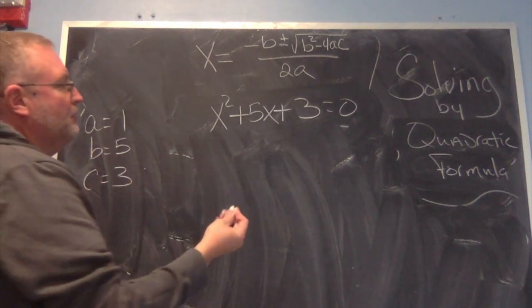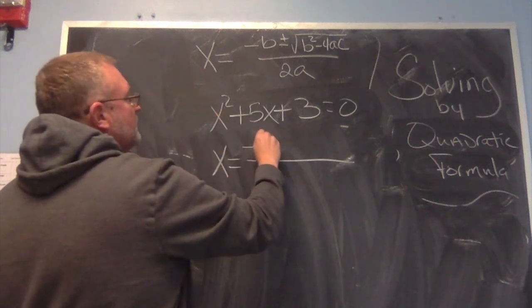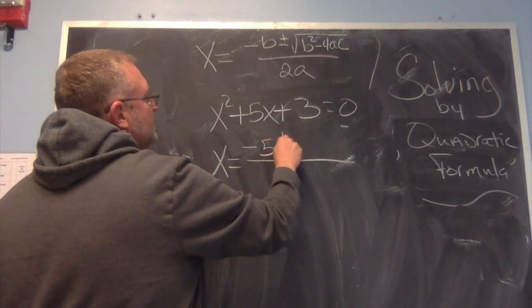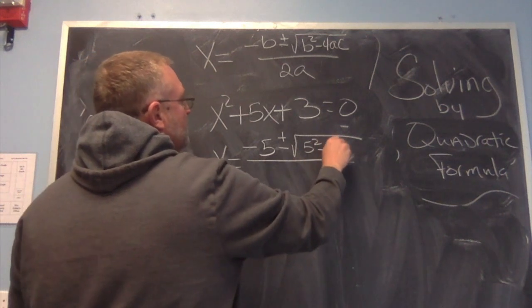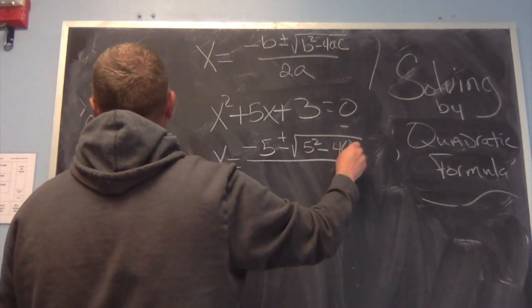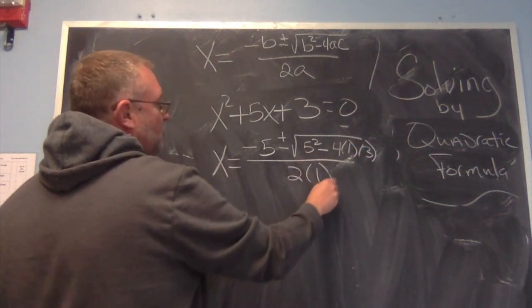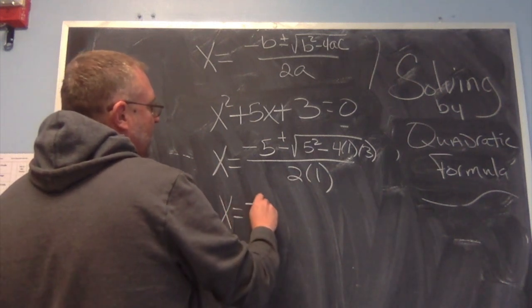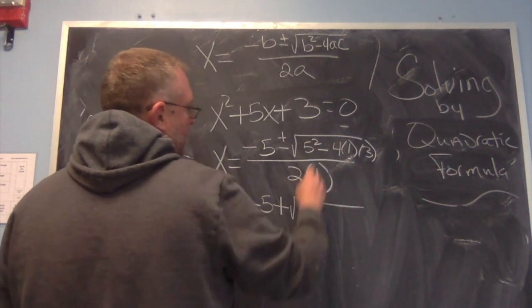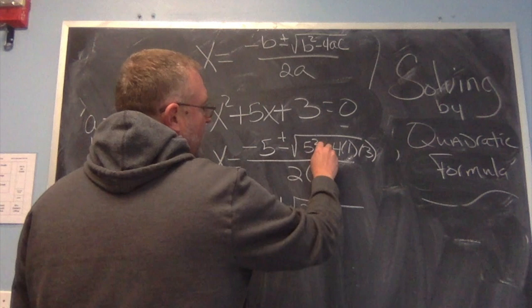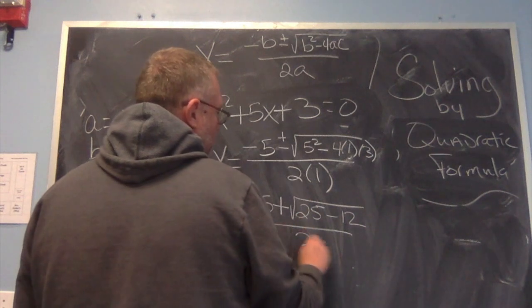3. Now I'm going to write using my quadratic. x equals negative, whatever b is, which is 5, plus or minus the square root of b, which is 5 squared, minus 4 times a, which is 1, times c, which is 3, over 2 times a, which is 1. x equals negative 5, and let's do the positive root first. 5 times 5 is 25, and then negative 4 times 1 is negative 4, negative 4 times 3 is negative 12, over 2 times 1 is 2.